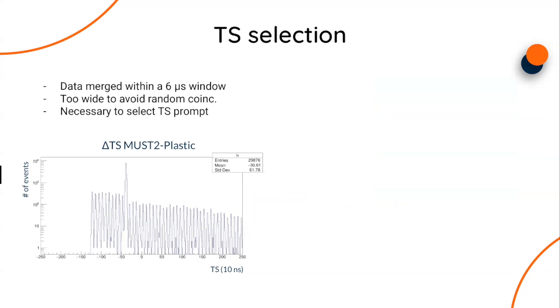First of all, what was important is that this experimental setup was running basically in a timestamp mode, which was new for the MUST2 array. The data were merged in a 6 microsecond window, which is too wide to avoid random coincidences. So it was important to select the timestamp prompts for all the detectors. Here I'm showing, for instance, a timestamp difference between MUST2 and the plastic detectors. We have a prompt, but we also have a lot of random coincidences coming in.